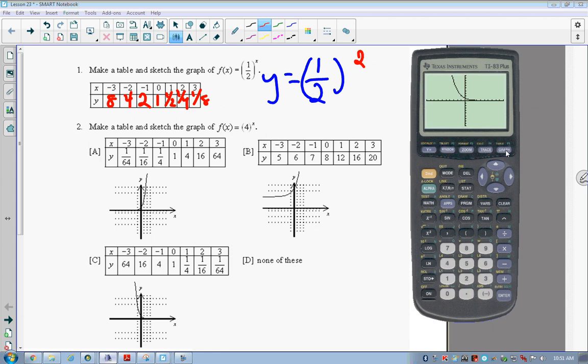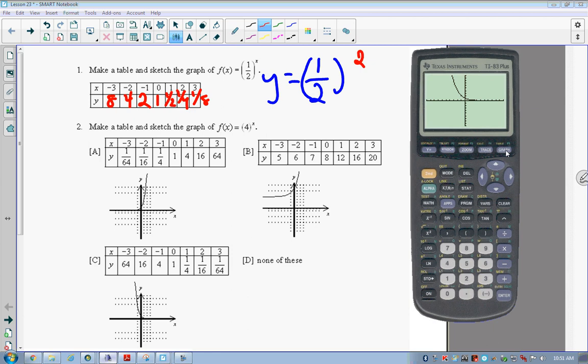Here we're making a table of values. We're just sketching 4 to the x, so it's an exponent. Because it's not a fraction to an exponent, I should be getting exponential increase, correct? Because if I've got 4 to the first, I should get 4 squared, 16, 64. Notice on the opposite side it goes 4, 1/16, 1/64, and so on.